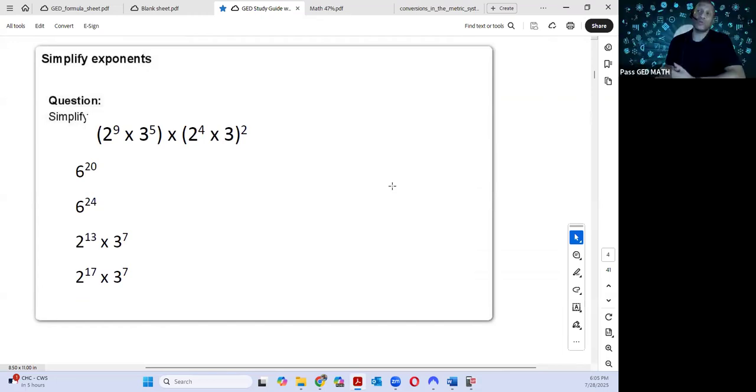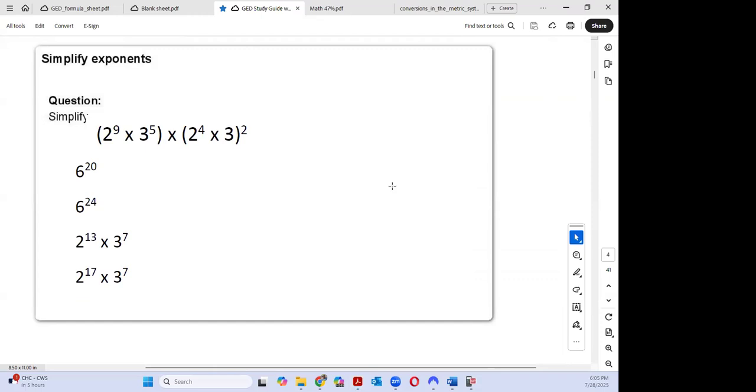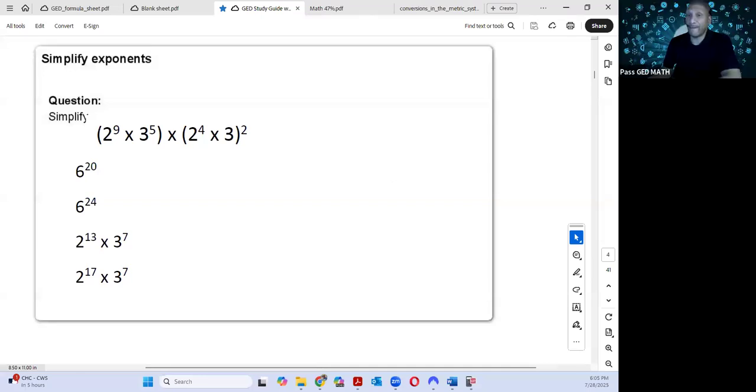Let me ask you a question. If this was on your practice test or real exam, what answers can you get rid of right away? Anybody? What answers can you get rid of right away?